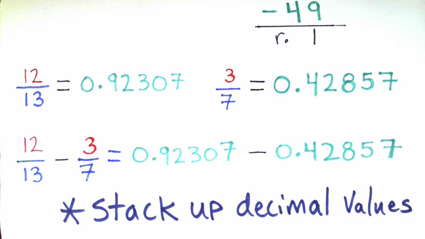Here you can see the decimal equivalents of 12/13 and 3/7, right? And in the original problem, it was 12/13 minus 3/7. So what does that equal?